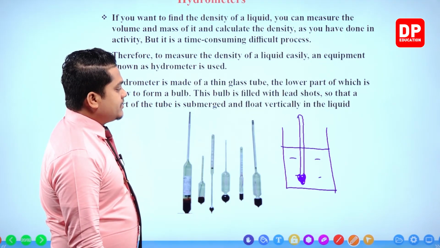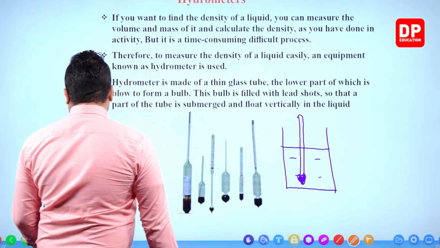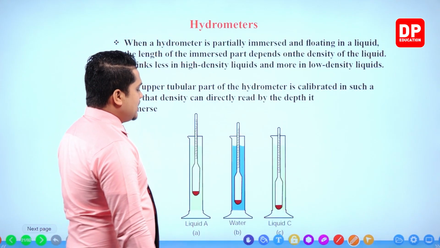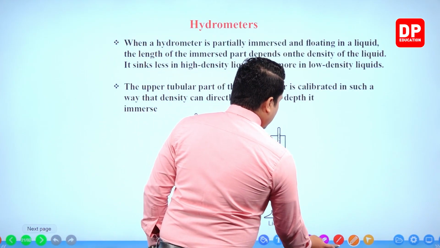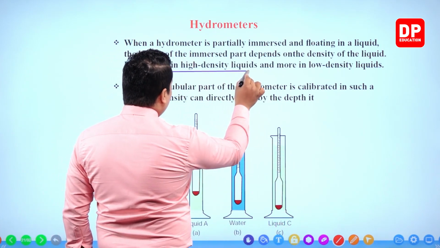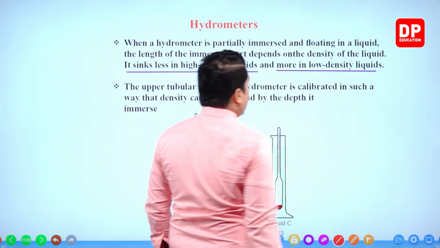Hydrometers can be used to measure the density of liquids. When a hydrometer is partially immersed and floating in a liquid, the length of the immersed part depends on the density of the liquid. It sinks less in high density liquids and more in low density liquids. So my dear children, this is very special. It sinks less in high density liquids and more in less dense liquids.